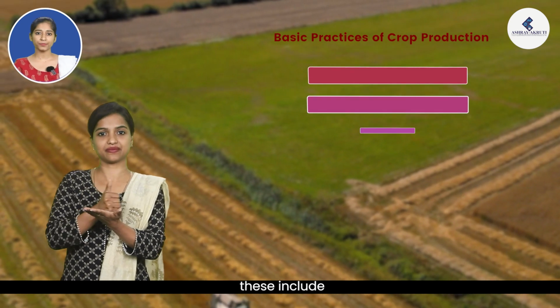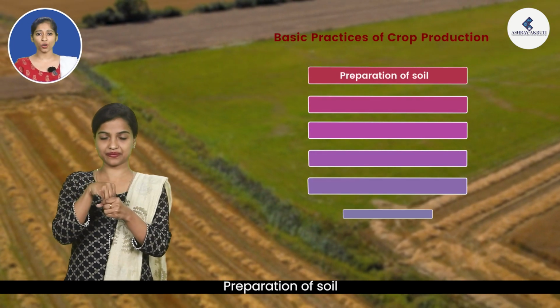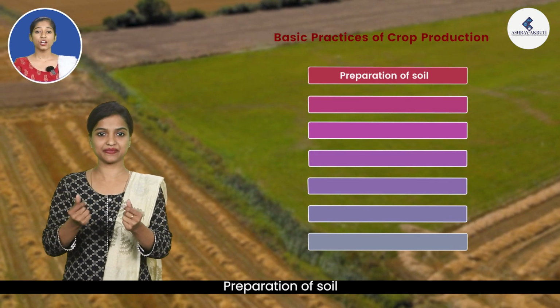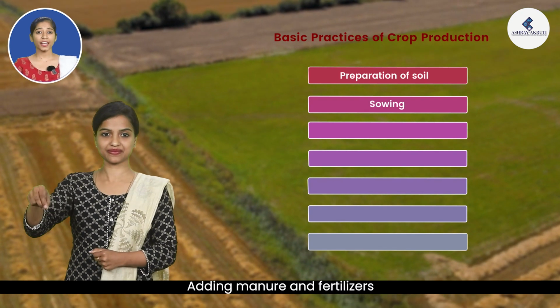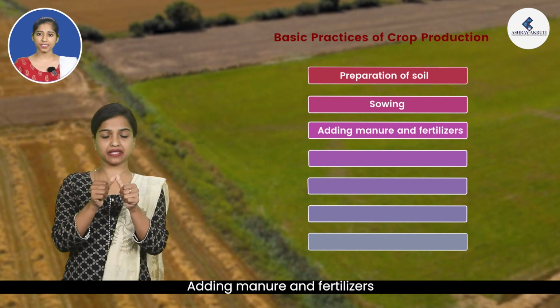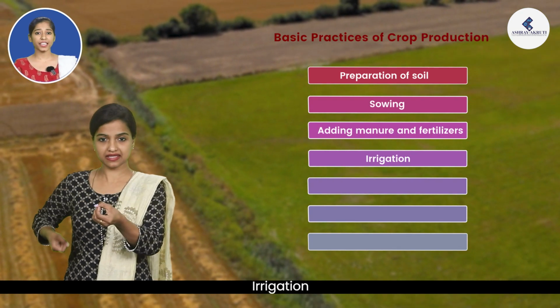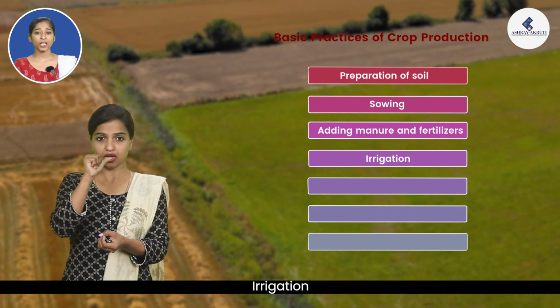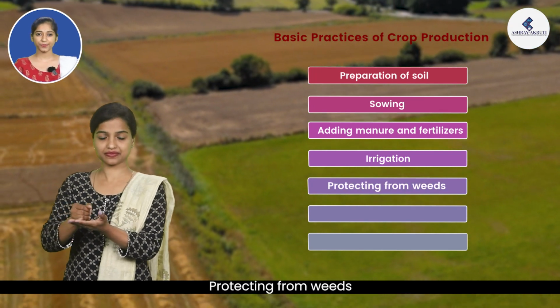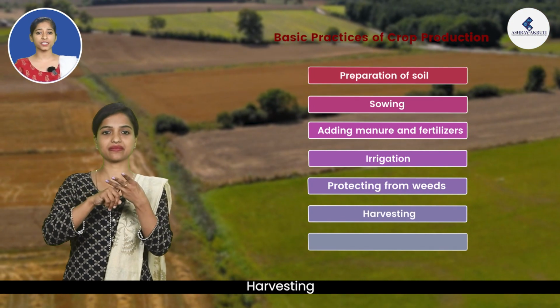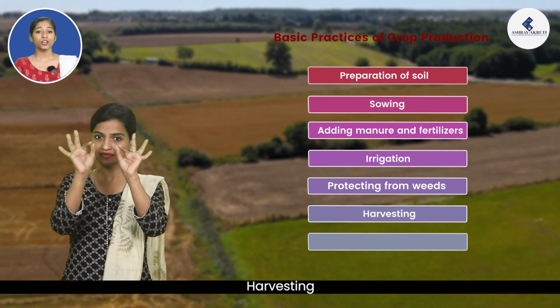These include preparation of soil, sowing, adding manure and fertilizers, irrigation, protecting from weeds, harvesting, storage.